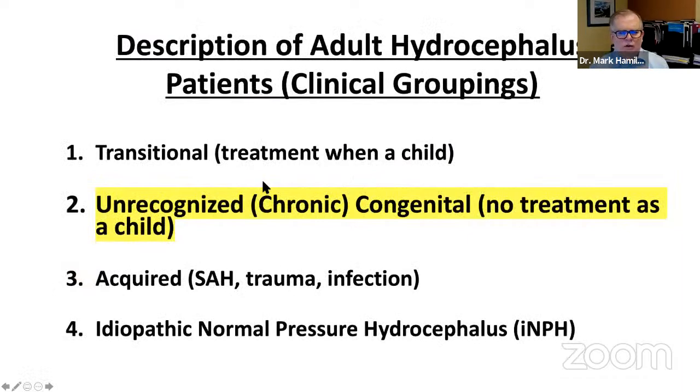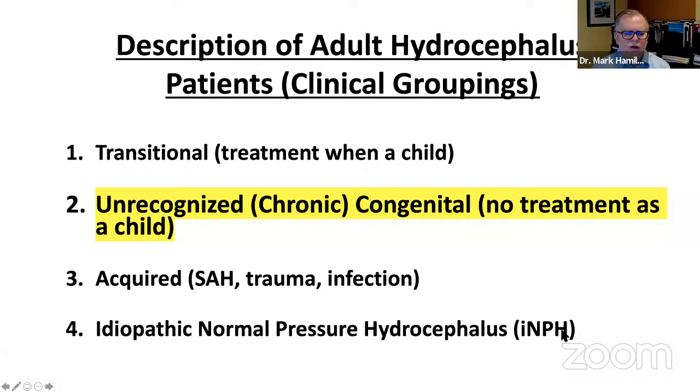So I'm going to talk mostly about shunts, but I just want to make a pitch for the idea of endoscopic third ventriculostomy. Of these 4 subtypes, in unrecognized chronic congenital patients, a huge proportion of this population has an obstructive component in their hydrocephalus and are good candidates to consider ETV. There are many patients with acquired hydrocephalus who are good candidates for ETV. And transition patients coming in with shunt failure as adults should be looked at to see whether they're a candidate for ETV.